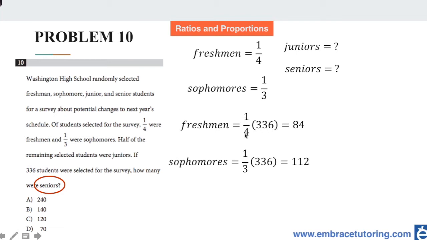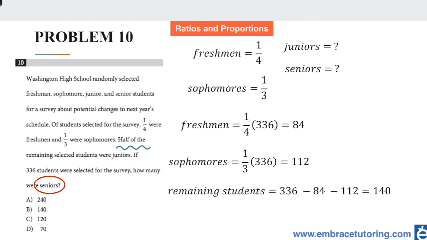Well, if 1/4 were freshmen, I'm going to take my total population, multiply by 1/4, and I'm going to get 84 students. And if 1/3 were sophomores, I'm going to take my total population, multiply it by 1/3, and I'm going to get 112 students. I'm now going to take both of these values and subtract them off. What I'm trying to do here is get my amount of remaining students, because I know that out of the 140 students, half of the remaining selected students were juniors, and the other half, therefore, are going to be the seniors, right? If half are the juniors, then the other half have to be the seniors. So the seniors then are going to be 1/2 of 140, which is then going to be 70.